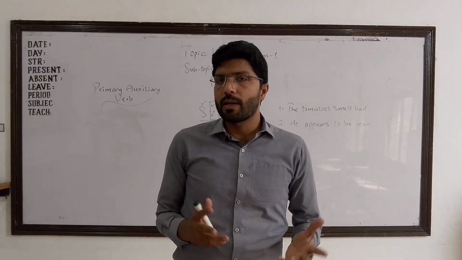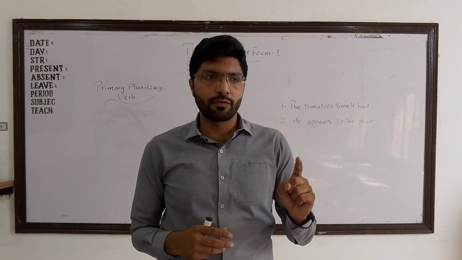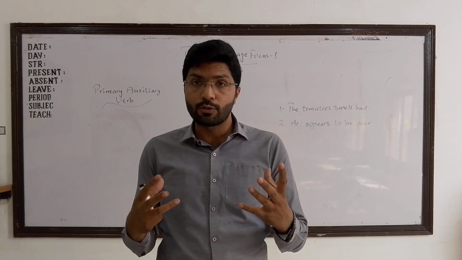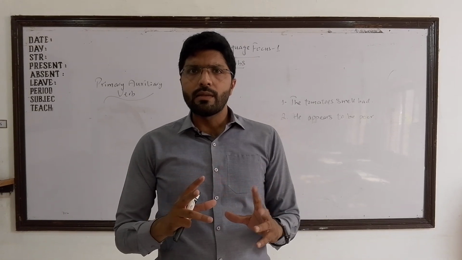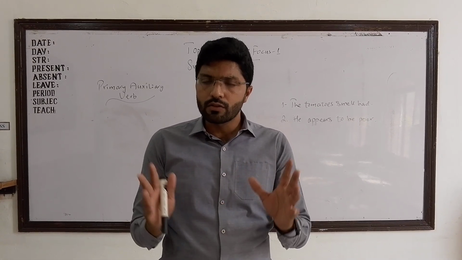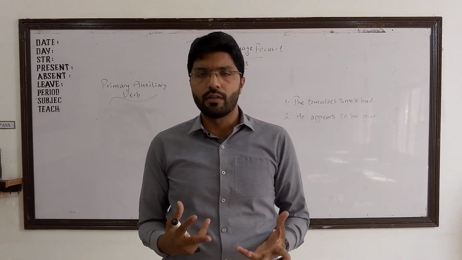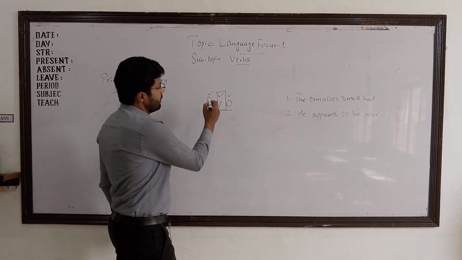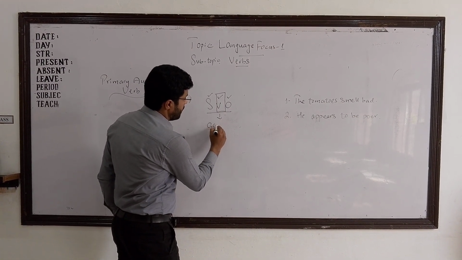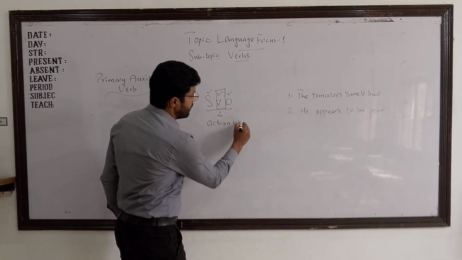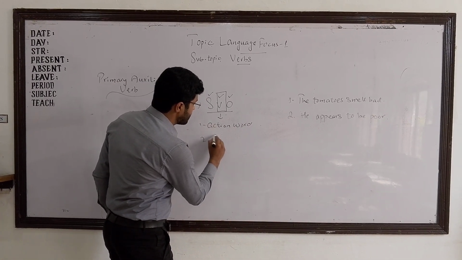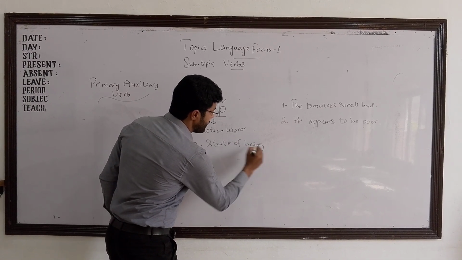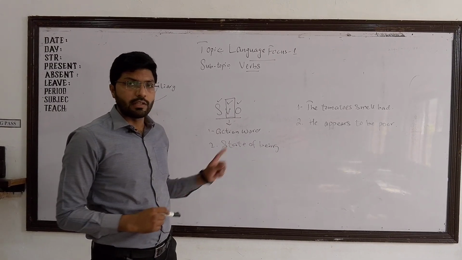Furthermore, there are different types of verb. So today, first of all, we will discuss what actually a verb is, and then the different types of verb. Basically, the majority of the students just know that the verb is an action word, but it's more than an action word. So verb is an action word as well, and it's a state of being as well.